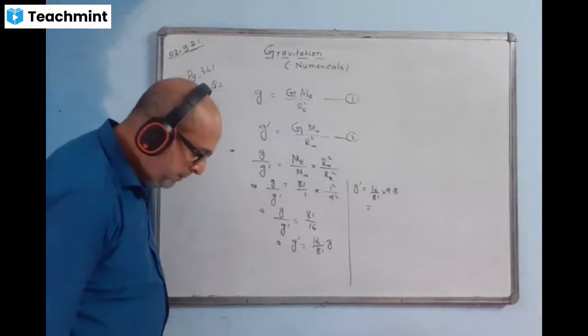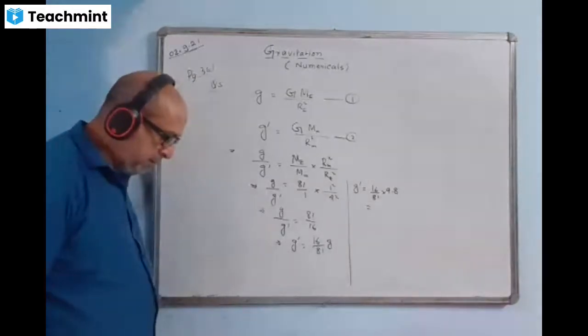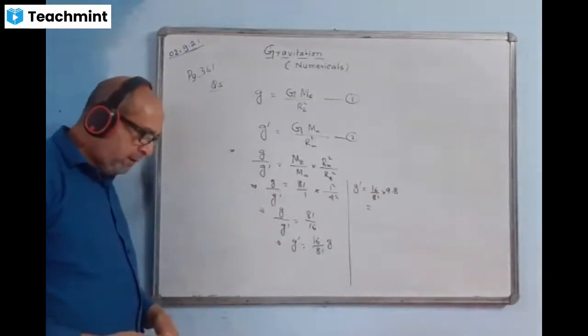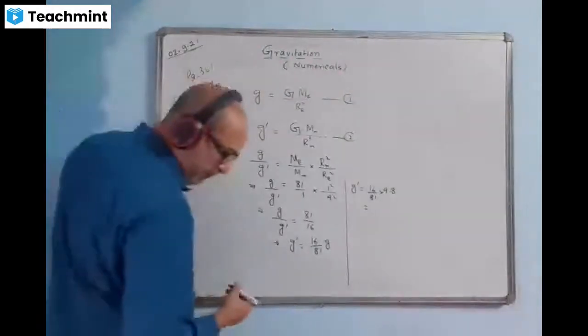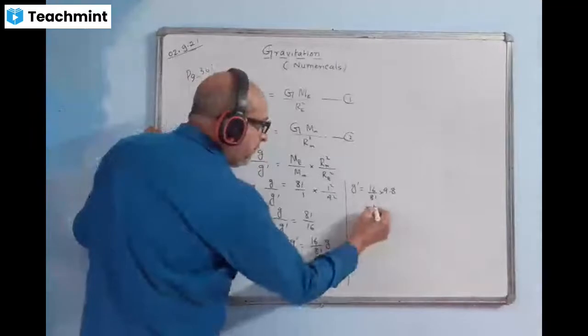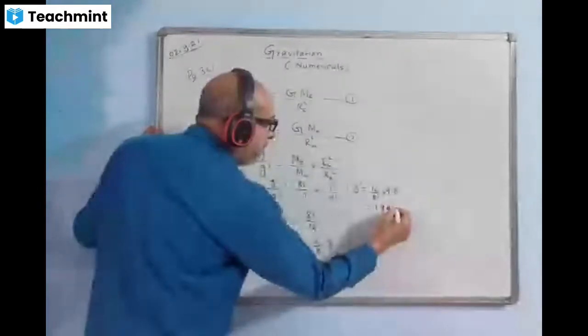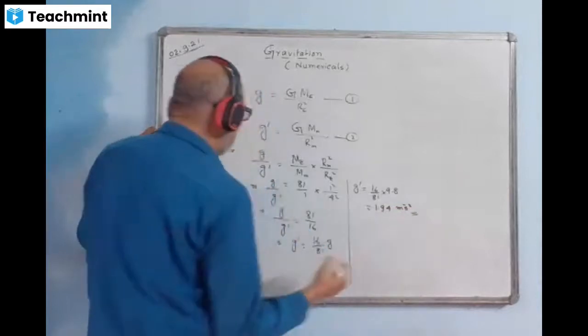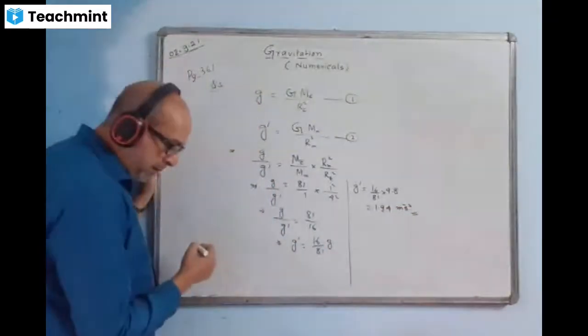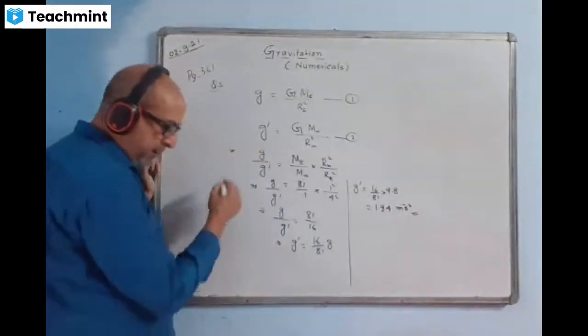Calculate and tell me what is the answer. What answer do you get? I'm sure you get the answer 1.94. Yes, sir, it will come. 1.94 meter per second square. This is the first answer, the answer for part A.